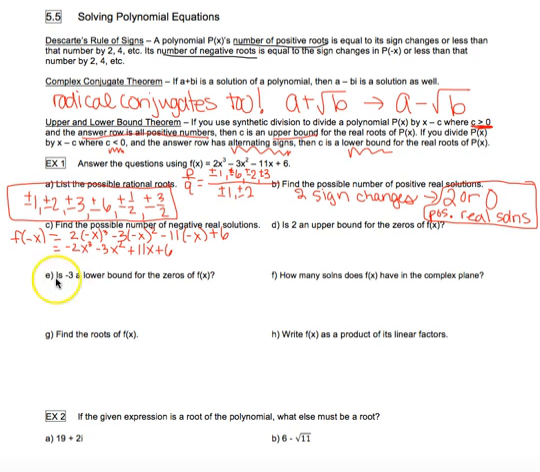So when I look at f of negative x, it starts negative, so this is not a sign change. This is a sign change, this is not. So that means that there is one sign change, which means that I would have 1. If I go less than 1 by 2, it's negative, so that doesn't make sense, which means it is exactly 1. 1 negative real solution.